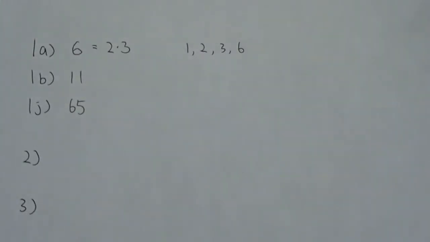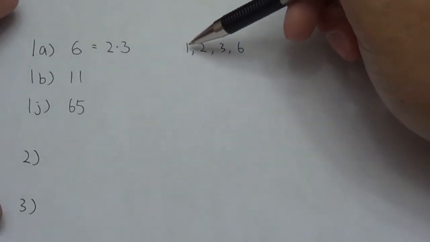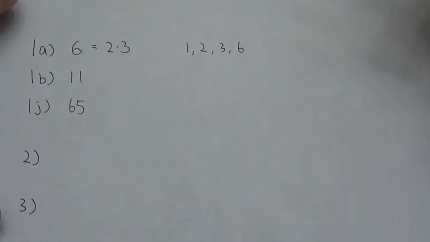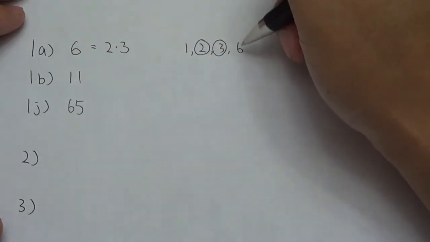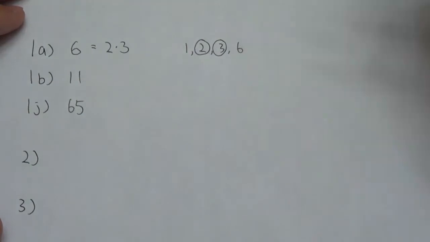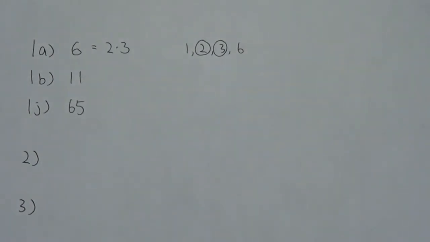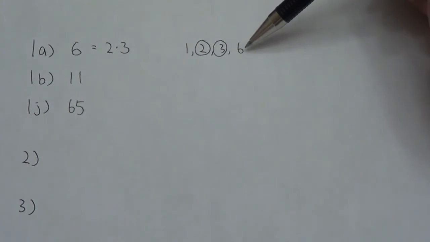And then we need to circle the prime numbers. Now remember, the number 1 is not a prime number, nor is it a composite number. It's just a special number. So 2 is a prime, 3 is a prime, 6 is not a prime because we already saw right here it has more than 2 factors. Right? Just a reminder, a prime number is when it only has 2 factors, the number 1 and the number itself.